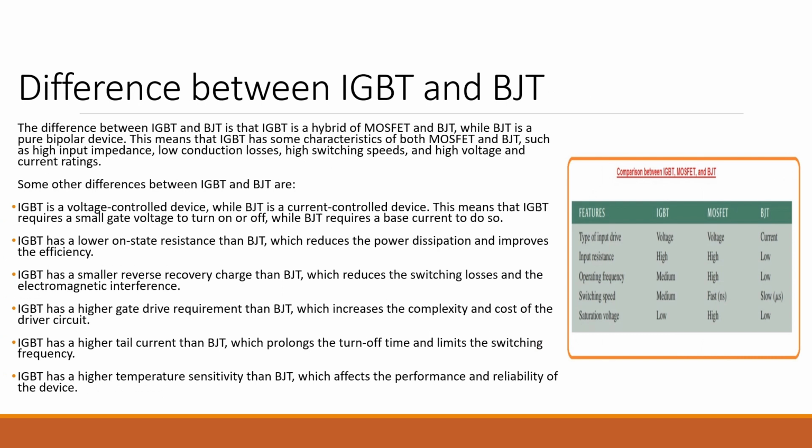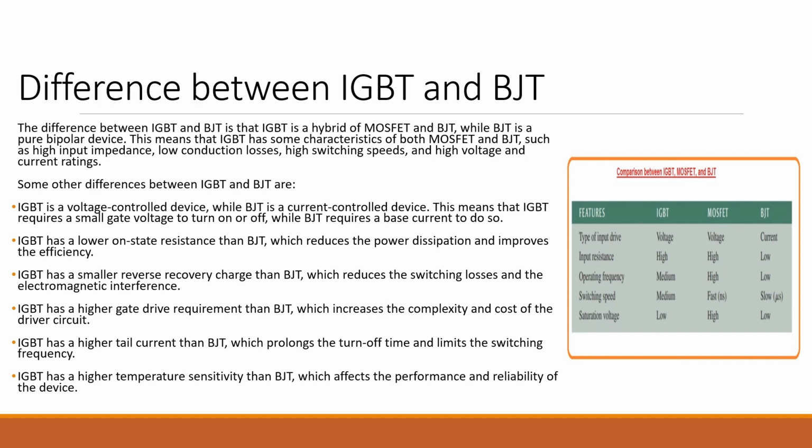IGBT has a lower on-state resistance than BJT, which reduces the power dissipation and improves the efficiency. IGBT has a smaller reverse recovery charge than BJT, which reduces the switching losses and the electromagnetic interference.